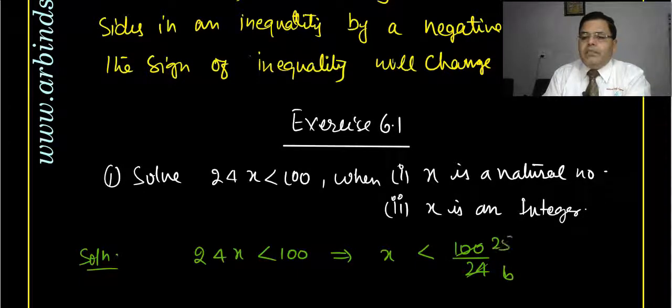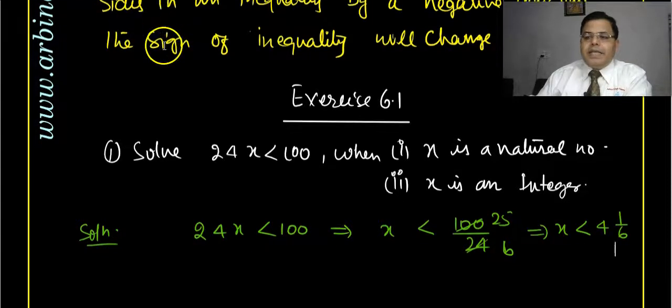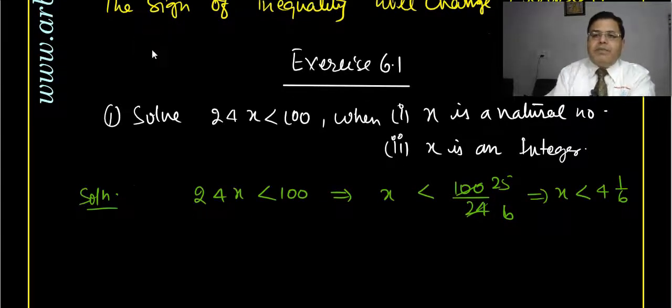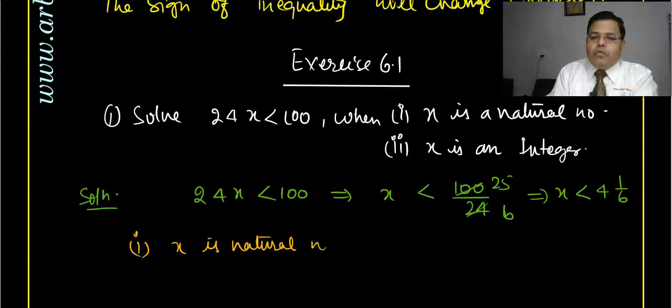So this implies x is less than 25 by 6, that is 4 and 1 by 6, isn't it? So x is less than this. But for the first question, it is said that x is a natural number, so what will be the natural numbers less than 4 point something, 4.16?